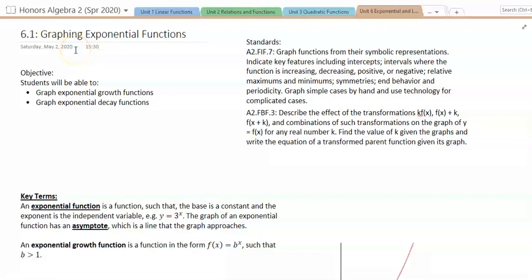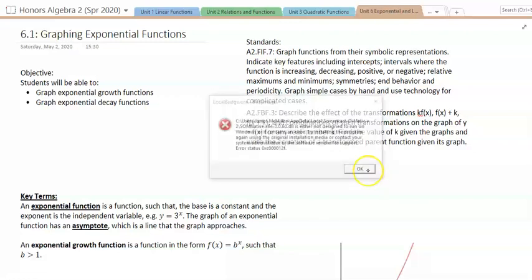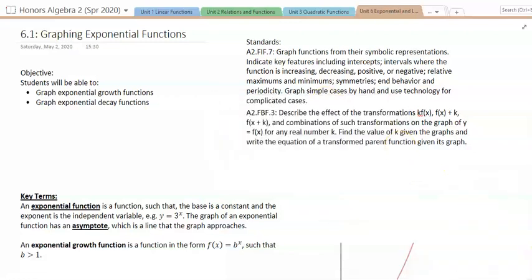Hey there, and welcome to Unit 6 on exponential and logarithmic functions. Make sure you download these notes into your OneNote if you've been keeping your notes there. Otherwise, make sure you're copying your notes that you need for this section. This is 6.1 on graphing exponential functions.